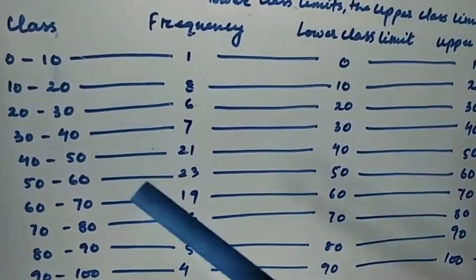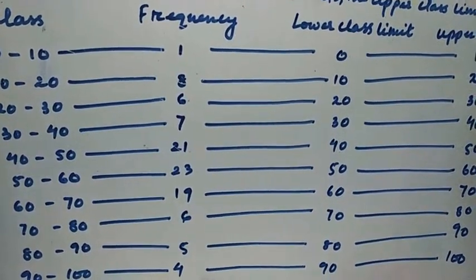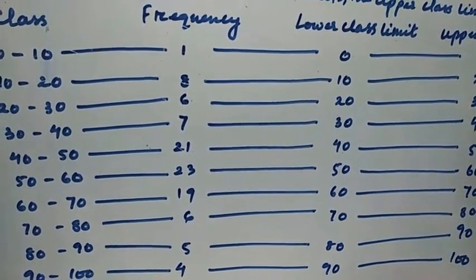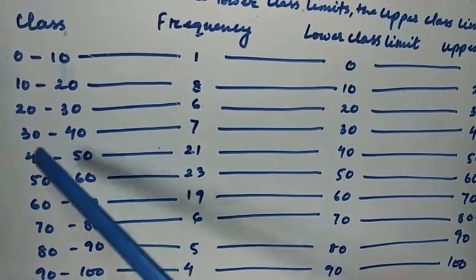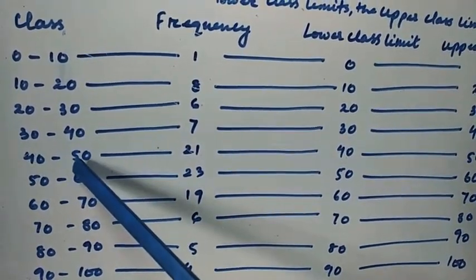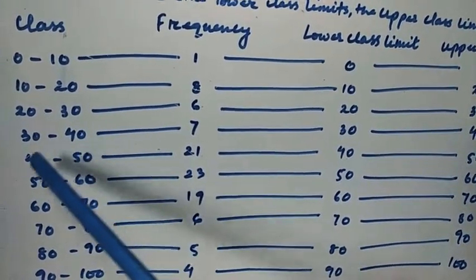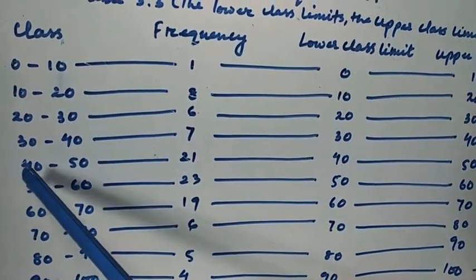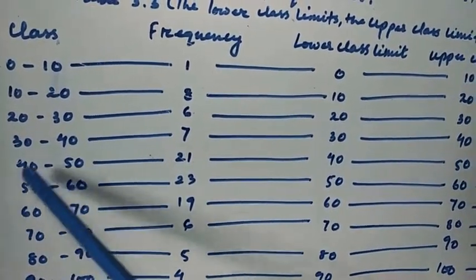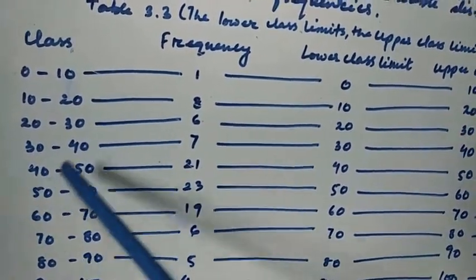There is a lower value, the lower class limit, and the highest value, the upper class limit. So this is the lower value, this is the upper value. So class frequency is bounded by these two values. These are called the class limits. This is the lower class limit and this is the upper class limit. So it is bounded by the upper and lower class limit.